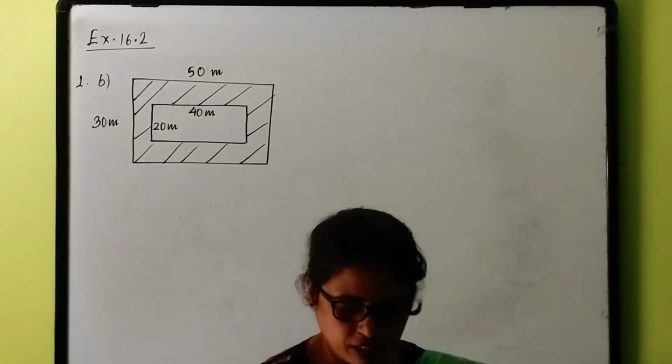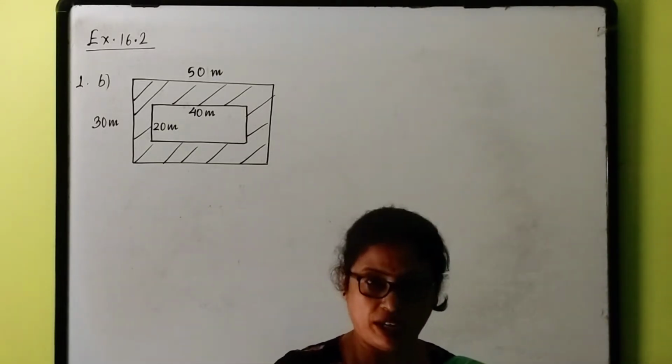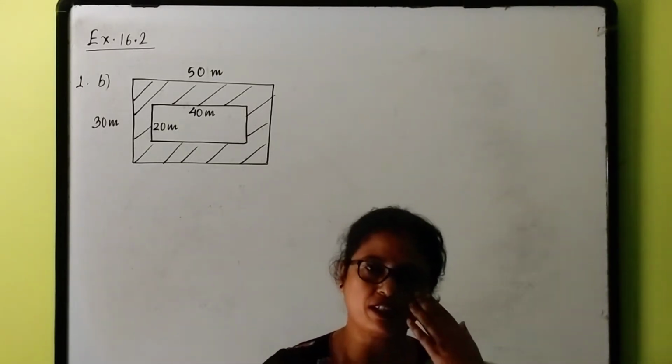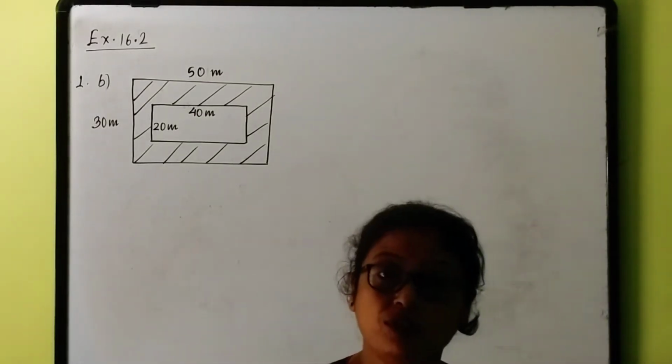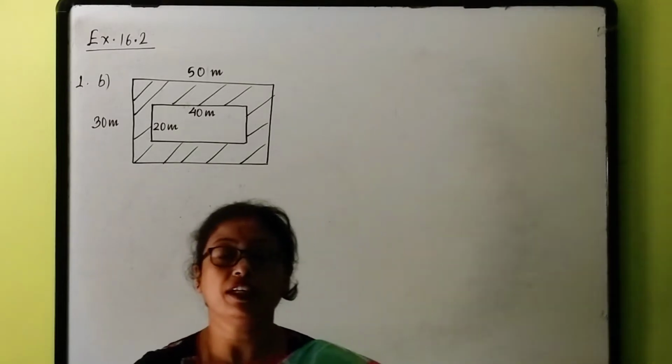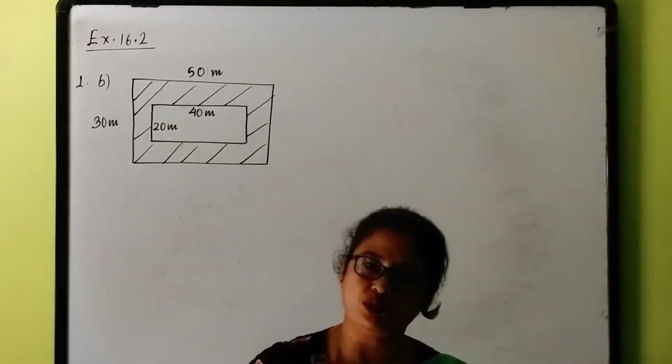In the last class, I gave you exercise 16.1. Today, let us start exercise 16.2. In exercise 16.2, question number 1, it is given: find the area of the shaded portion.